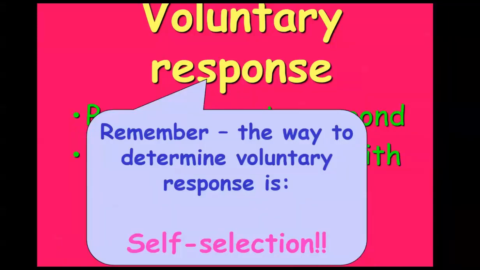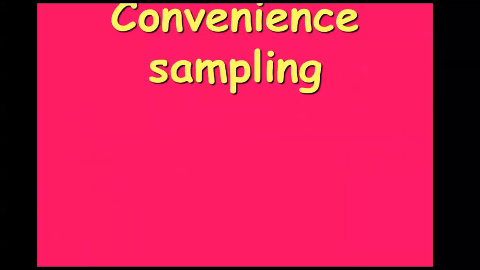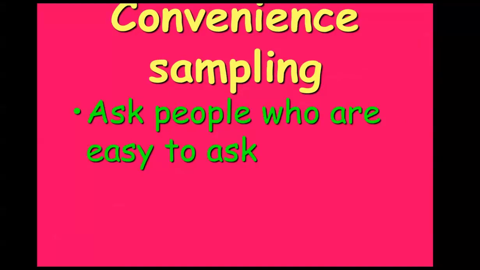Okay, again with voluntary response, because we're going to look at different categories of this. The key here is the person gets to pick whether or not they respond. Okay. Convenience sampling is another type of bias. This is when we ask people who are just easy to ask.